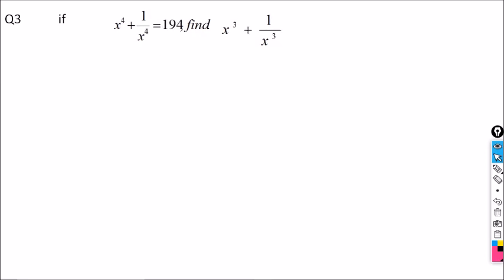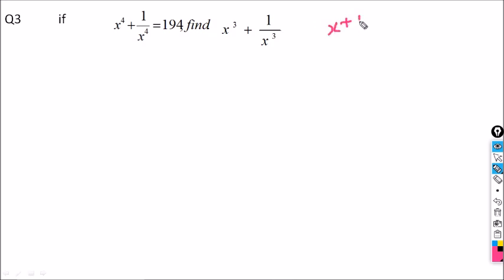Let us discuss another problem. In this problem, x⁴ + 1/x⁴ is given as 194, and it is asked to find the value of x³ + 1/x³. Now student, for finding out the value of x³ + 1/x³, the basic unit here is x + 1/x.